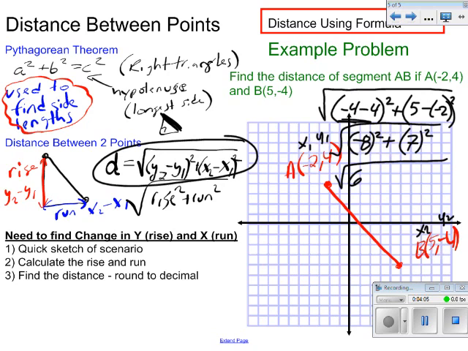8 times 8 is 64. 7 times 7 is actually 49. I'm sorry, I put the wrong number there. It shouldn't be 56, it should be 49. I did 7 times 8 accidentally. So it's going to be 64 plus 49, which is 113. And you do the square root of it, so you get the same answer as we did before.